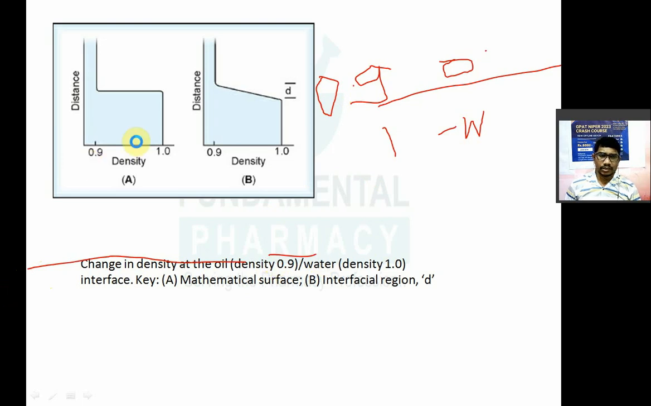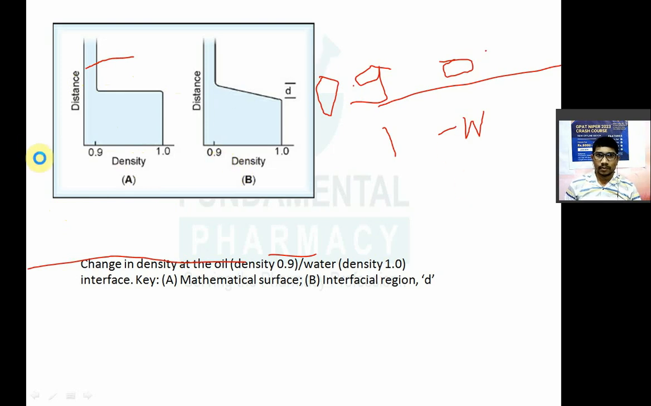You can say this one is oil and this one is water. This is the interface of oil and water. So the interface means there is a richness in the particles. On one side of the interface there will be more oil particles, on the other side more water particles. So that's why the density will change gradually, like this.